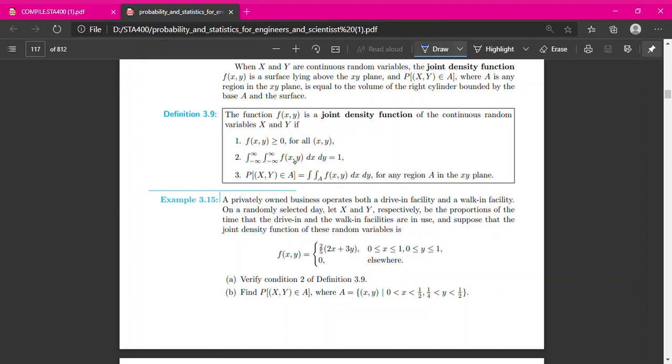Here will be the limit for x, because we do dx first. And then here, negative infinity to infinity is the limit for y. Where do we get the limits for x and y? It depends on the interval of the joint PDF function here.